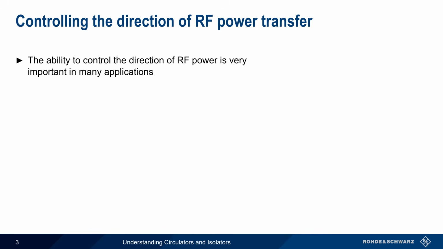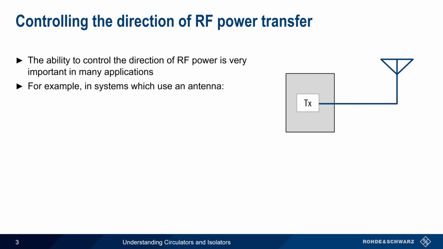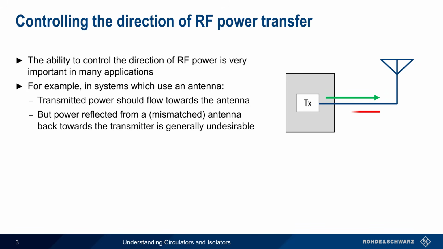In many RF applications, the ability to control the direction or flow of RF power is very important. A good example of this is a system which uses an antenna. Here, we want power to flow towards or into the antenna, but if power is reflected from a mismatched or damaged antenna system, we generally don't want this power reaching the transmitter.